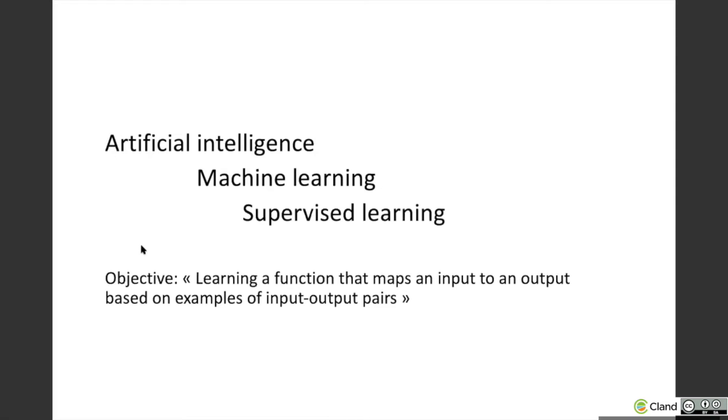Supervised learning is about learning a function that maps an input to an output based on examples of input-output pairs. So it means that we learn to make these mappings by giving the computer a series of observations consisting of pairs of input-output observations.